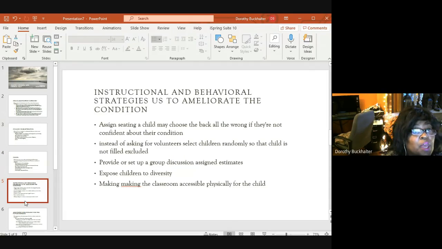Instructional and behavior strategies to ameliorate the condition: assign seating. The child may choose the back of the room, but you want to assign a seat so you eliminate that factor. Instructional strategies that you could do: instead of asking for volunteers, select the children randomly to answer questions, set up a group discussion, and assign teammates. Expose the child to diversity, making the classroom accessible physically for that child.